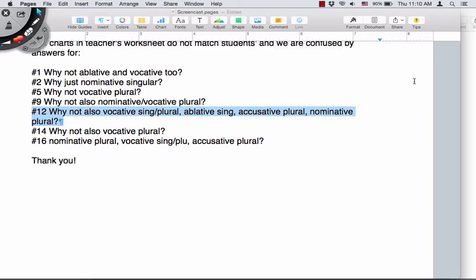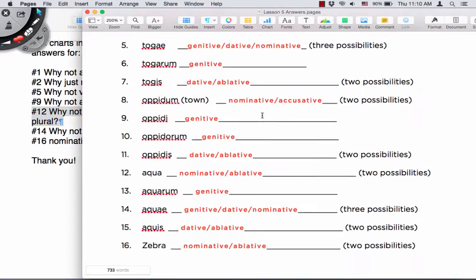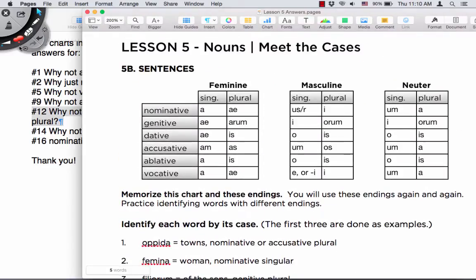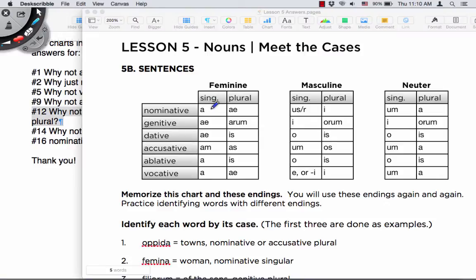All right, number 12, why not also the vocative singular and plural, ablative singular, accusative plural, nominative plural? Aha! All right, let's go look. Number 12, we have aqua, and I gave as a choice the nominative and the ablative. Back up to the top. Aqua, in its nominative form, ends with a. It's a feminine word, which means these guys are out and these guys are out. So we really only have 3 possibilities. We can have aqua in the nominative, aqua in the ablative, and then aqua in the vocative.